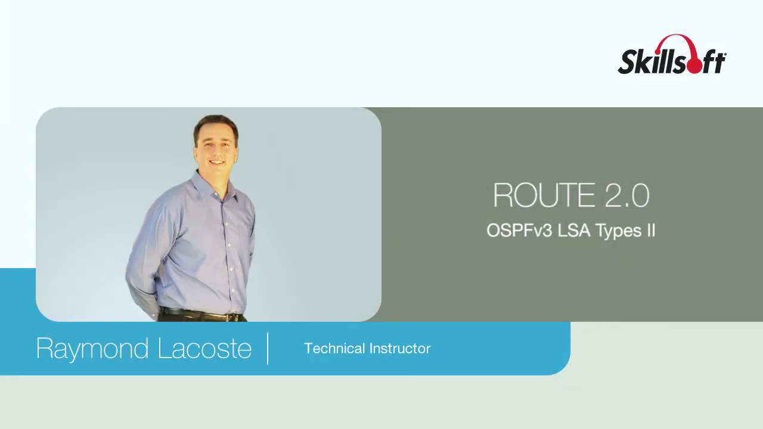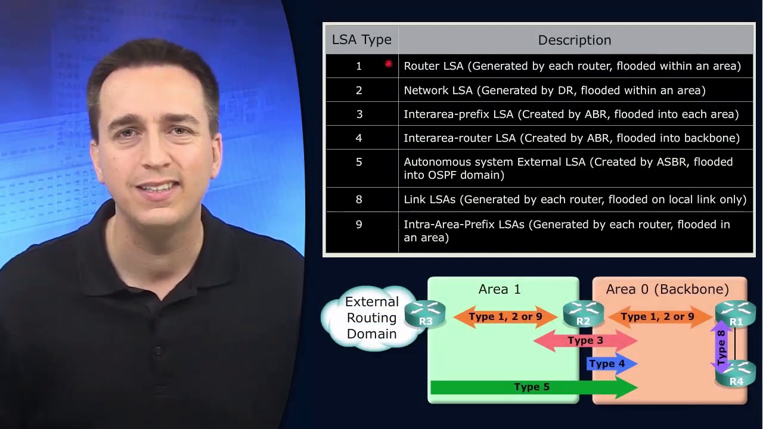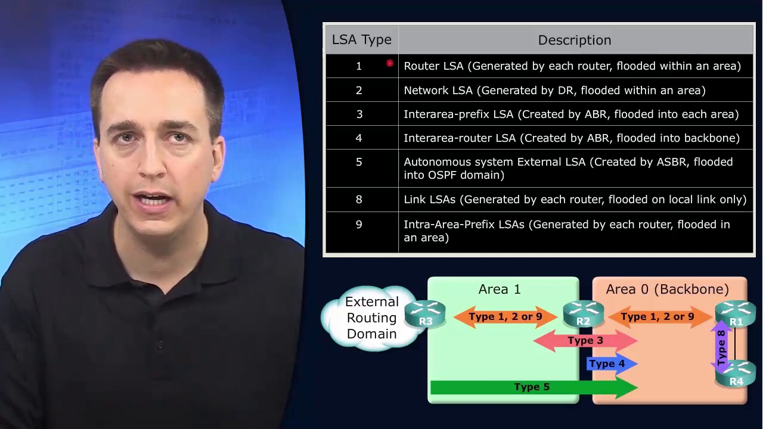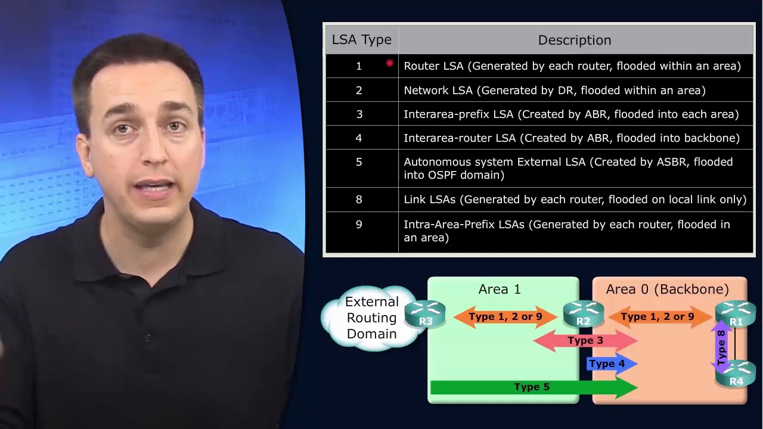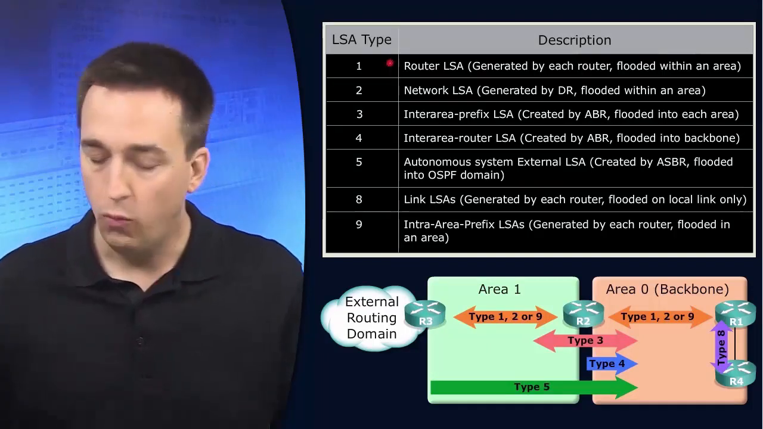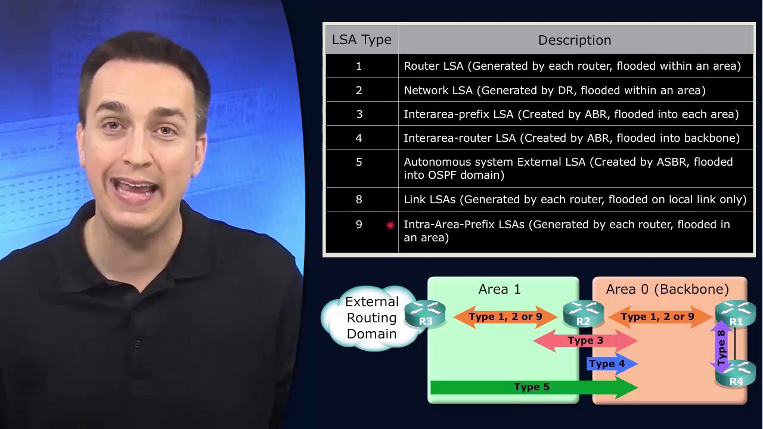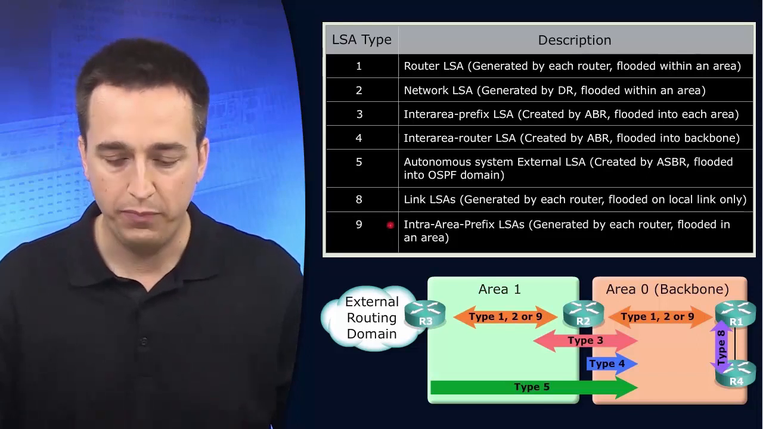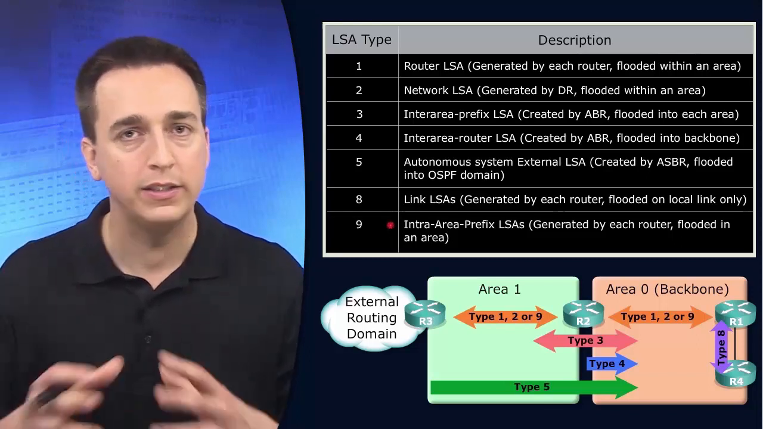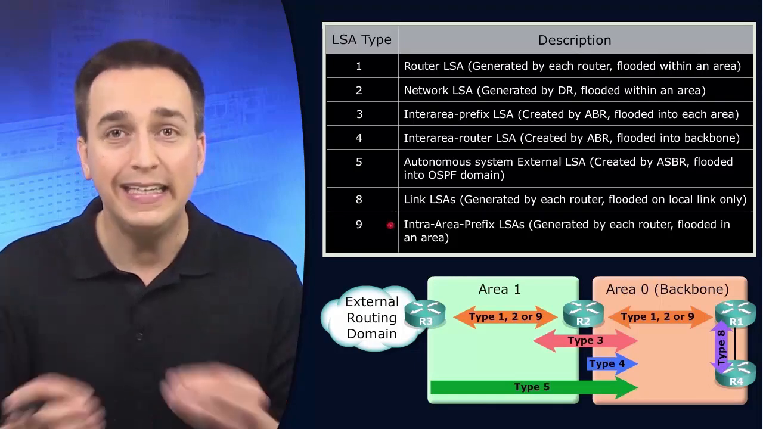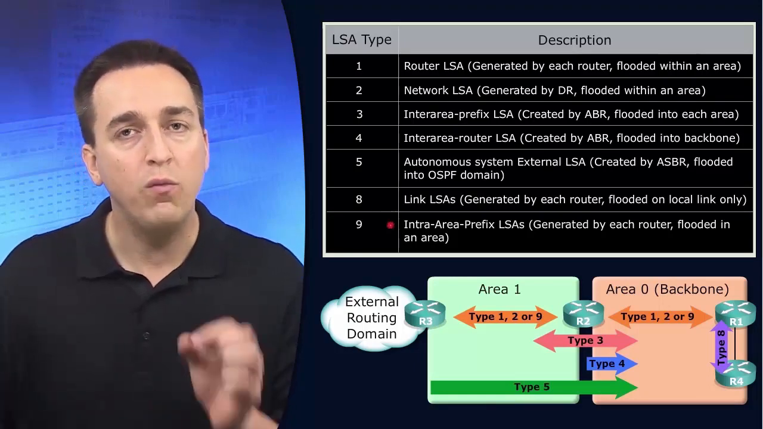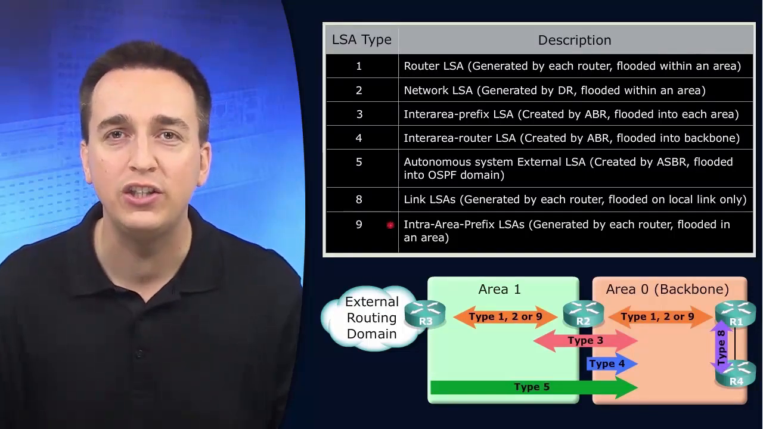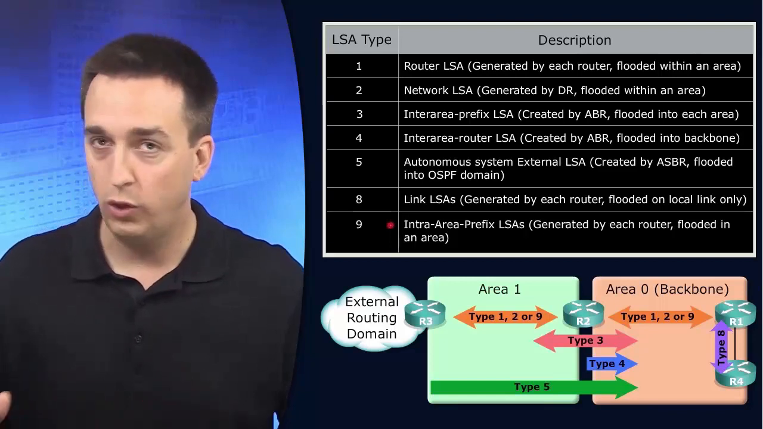So with the absence of prefix information inside the Type 1 LSA now, how do routers inside of the area learn about the different networks that are out there? Well, this is where the Type 9 LSA comes into play now. The Type 9 LSA is going to be generated by every single router inside of an area and flooded inside of that area. And what it contains is the specific prefix information that the router locally knows about.